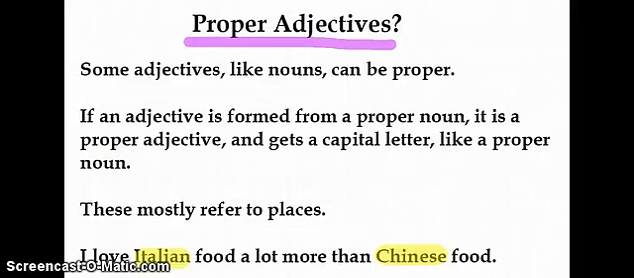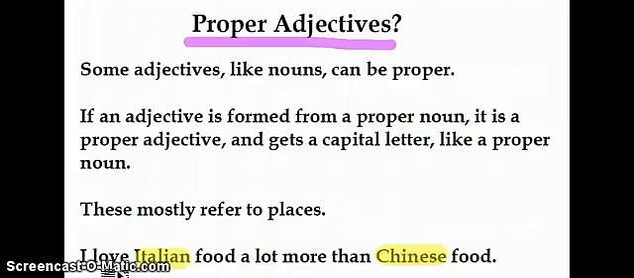Now, adjectives can also be proper, just like nouns. We have proper nouns, like a place would be a proper noun. And sometimes we describe things based on where they come from. So a proper adjective would get a capital letter. So food that comes from Italy is called Italian food. Italian is an adjective describing the food. Food that comes from China is Chinese food. Chinese is the adjective describing the food. So these both get capital letters. Pretty much if a place can be used to describe something, when you make it that, you still give it a capital letter and it is an adjective.